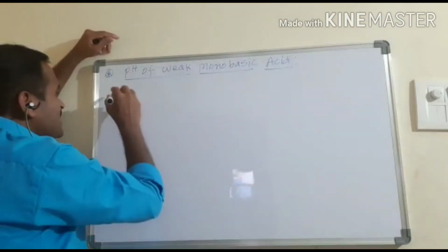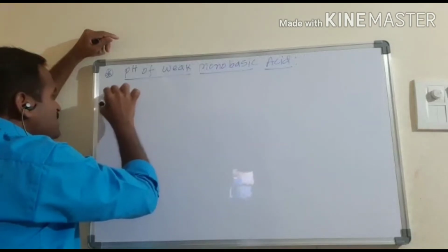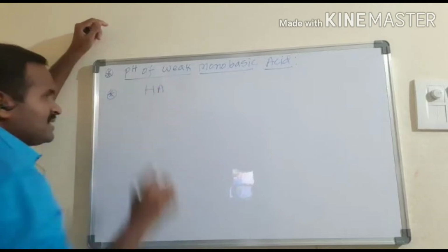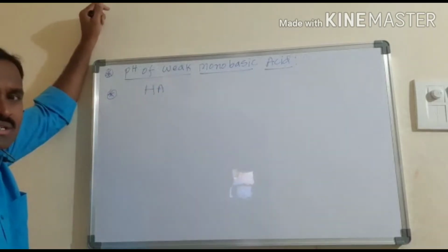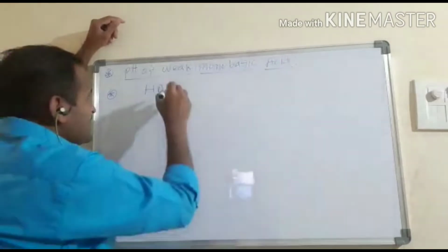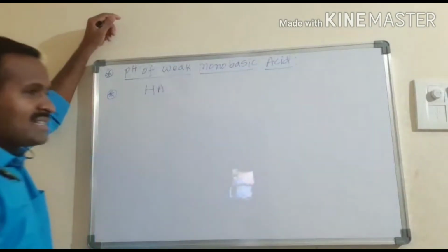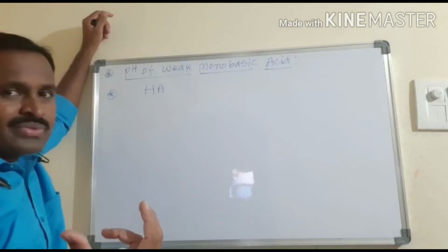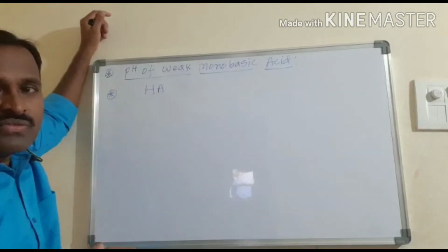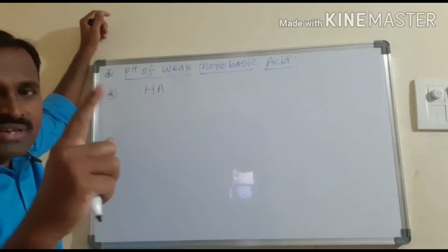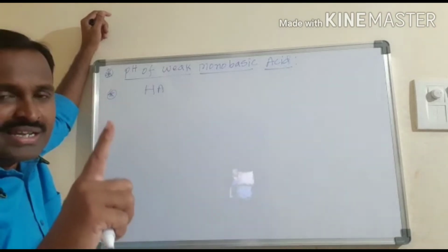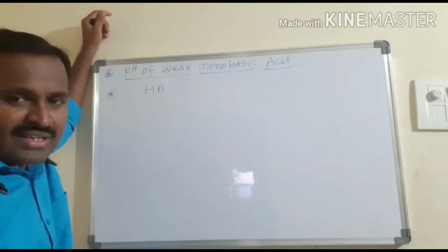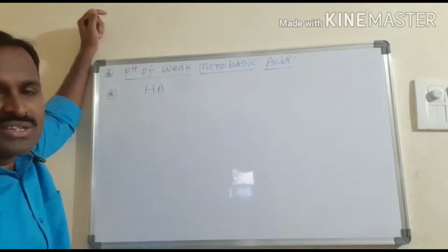In this monobasic acid, let us consider that HA is a weak monobasic acid. As we have studied in the starting of this chapter, weak electrolytes are the weak acids and weak bases. These weak electrolytes definitely attain ionic equilibrium. It will undergo a smaller extent of ionization.